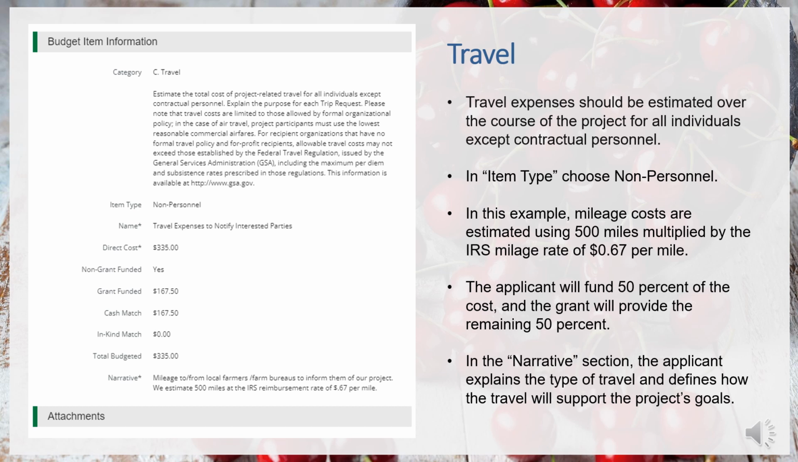The next category is travel. Travel expenses should be estimated over the course of the project for all individuals except contractual personnel. In item type, choose non-personnel. In this example, mileage costs are estimated using 500 miles multiplied by the IRS mileage rate of 67 cents per mile. The applicant will fund 50% of the cost and the grant will provide the remaining 50%.